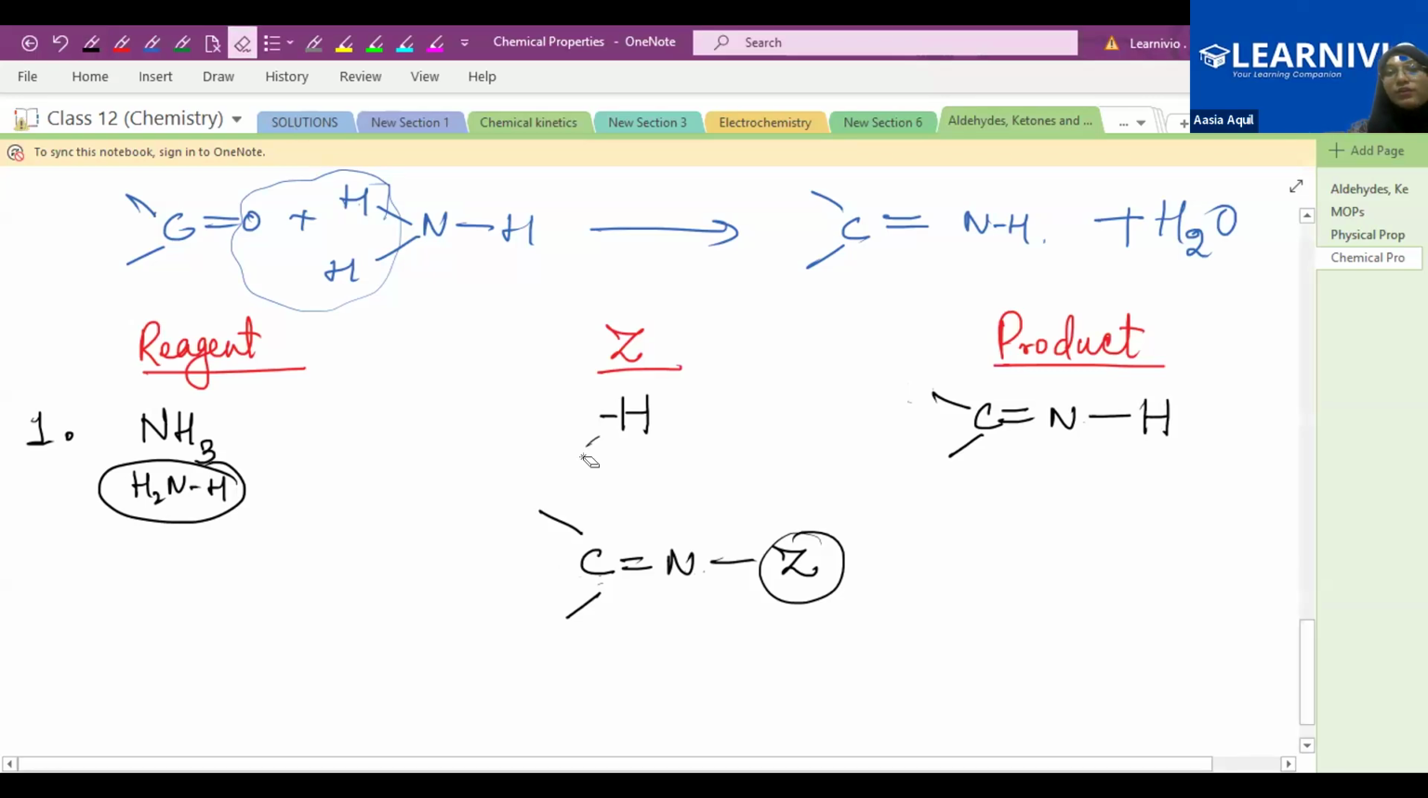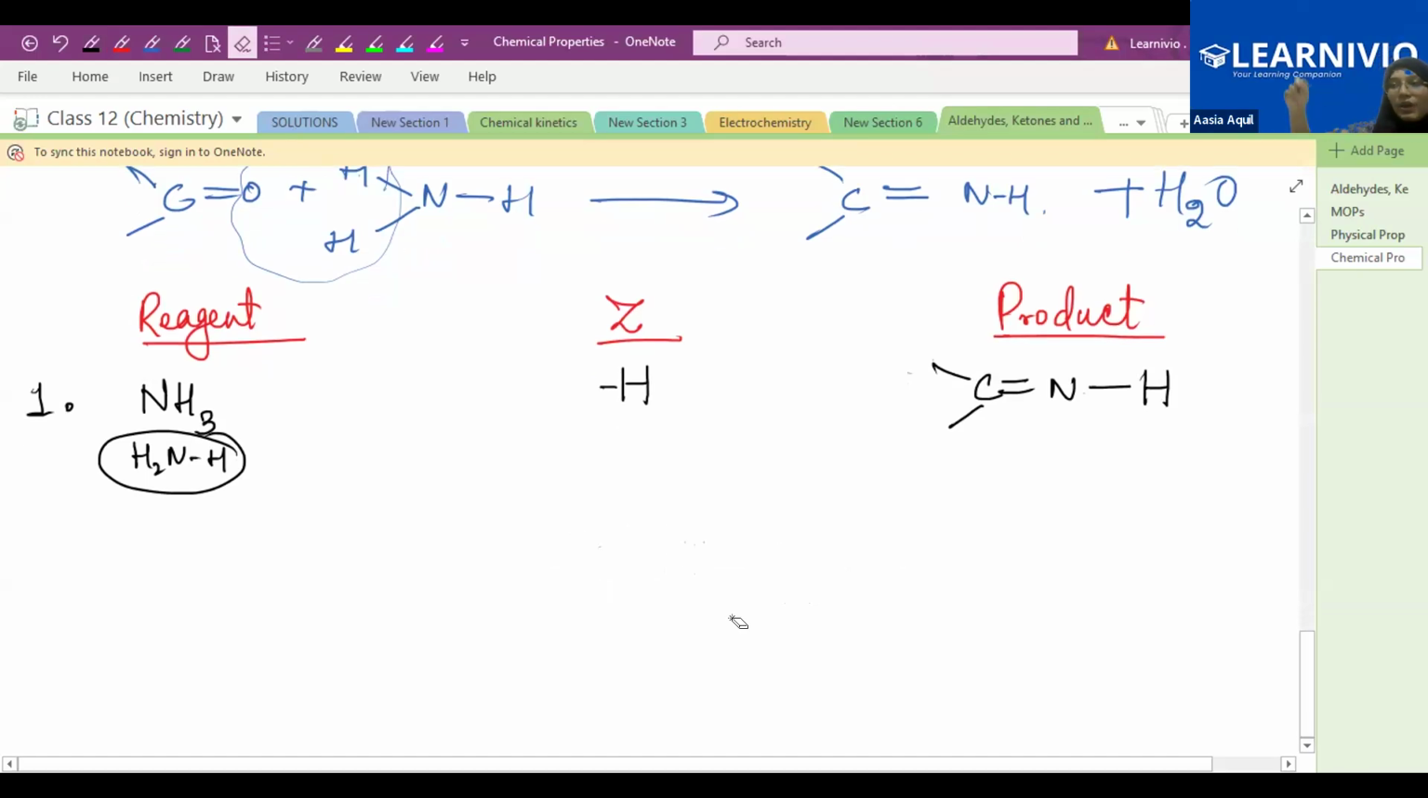If you don't want to write the whole mechanism, you don't have to do the full mechanism. In the question, you have to write down the product only. So it's a trick. You have to prepare the imine, carbon double bond nitrogen, and whatever Z group is present, just attach the Z. So this is simple.